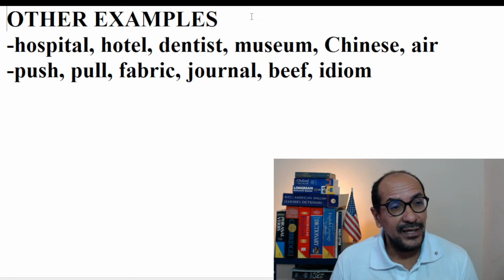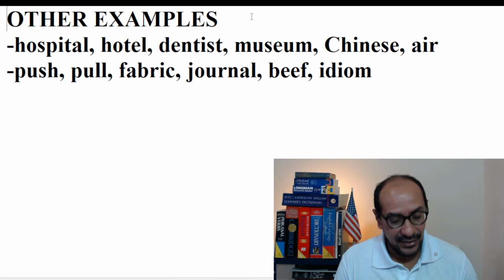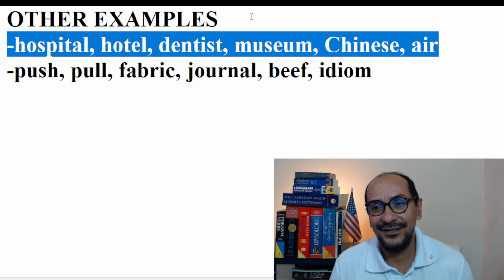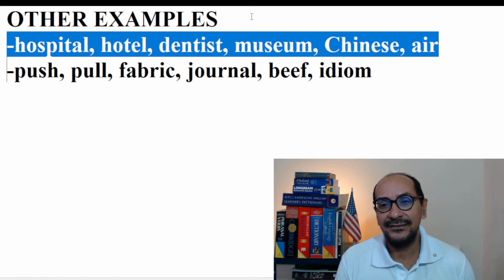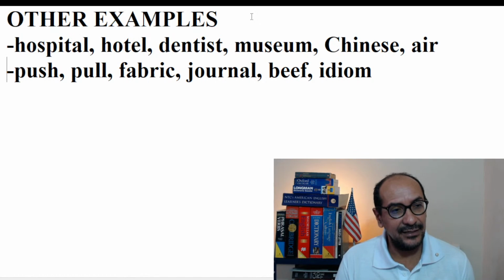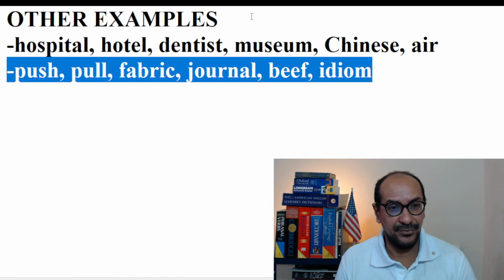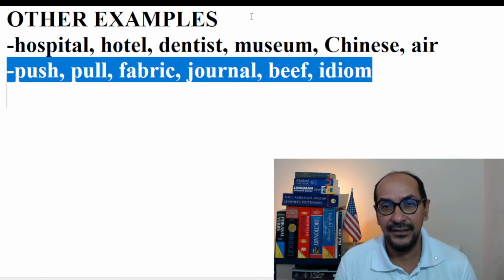Well, so getting back to the... okay, I'm going to keep here for a while because I need to say something before. We have then here the cognate words: hospital, hotel, dentist, museum, Chinese, and air. And then we have the false cognates: push, pull, fabric, journal, beef, and idiom.